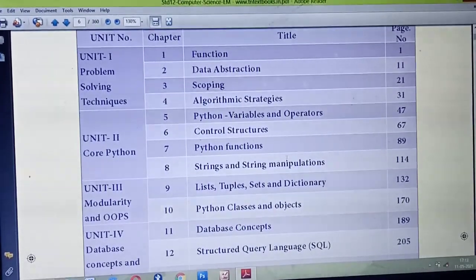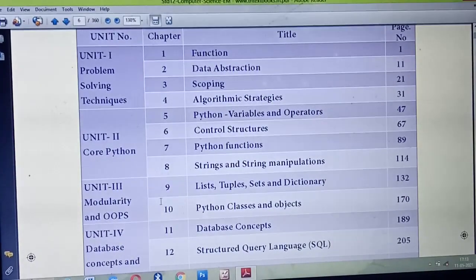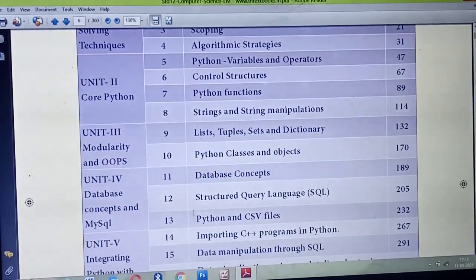Then unit 3, which is divided into 2 chapters. Already in 11th standard you studied the basic concepts of OOPS, isn't it? What basic concepts did you study? Modularity, abstraction, inheritance. Likewise, some of the concepts of OOPS are implemented in Python also. That you are going to study in chapters 9 and 10. Then the fourth unit is divided into totally 3 chapters.